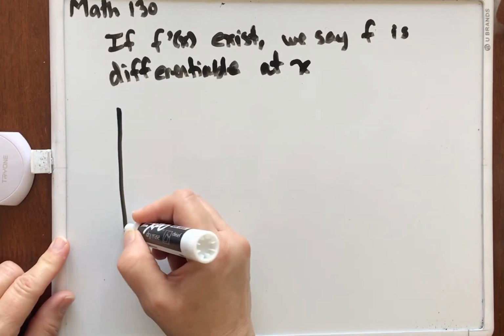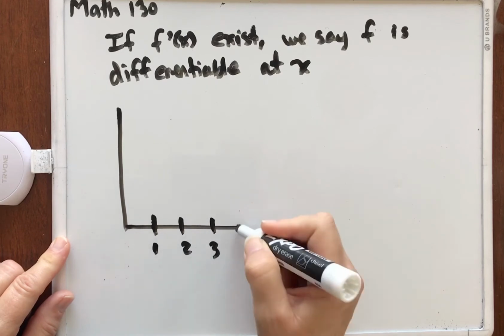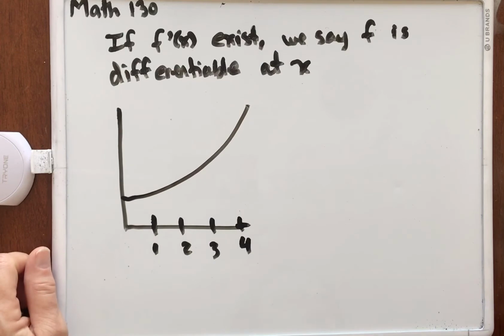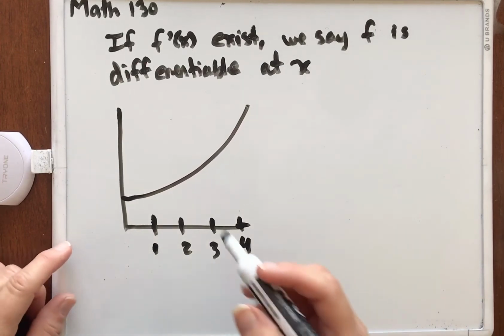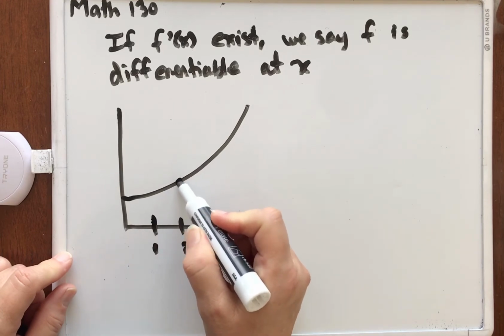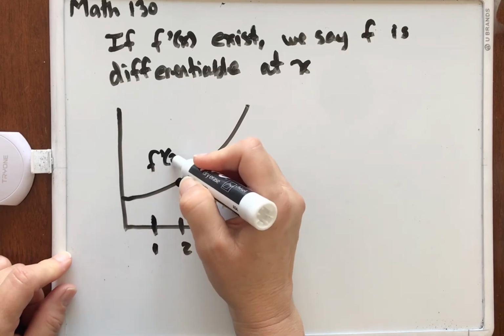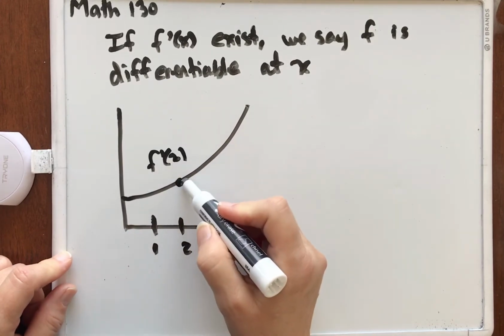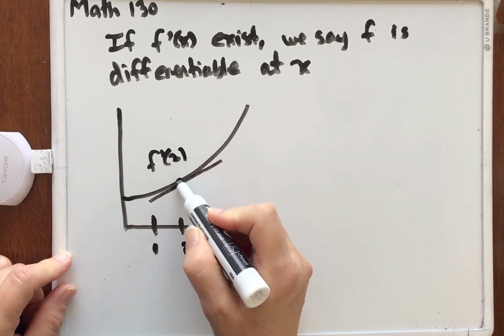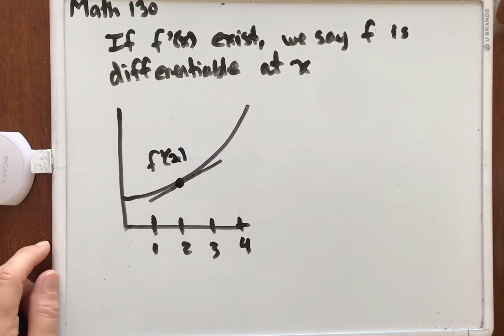Now here, let's just make a little graph. 1, 2, 3, 4. Make a curve out here. Now if this is at 2 right here, f prime of 2 is right here. It's this tangent line. It's the slope of the tangent line that hits that point. That's what f prime of 2 represents.